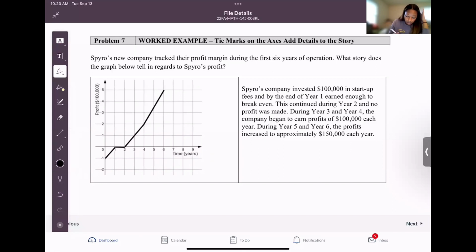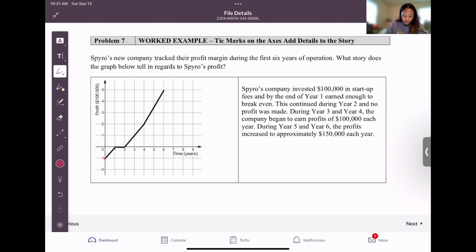Okay, so if we look at what's happening, the profit starts off in the first year at negative 100,000. So he's starting off in debt. Okay, so that makes sense though, because when you start a company, you have to put money into the company before it starts making money. Okay, so Spiro invests $100,000 in his startup company.